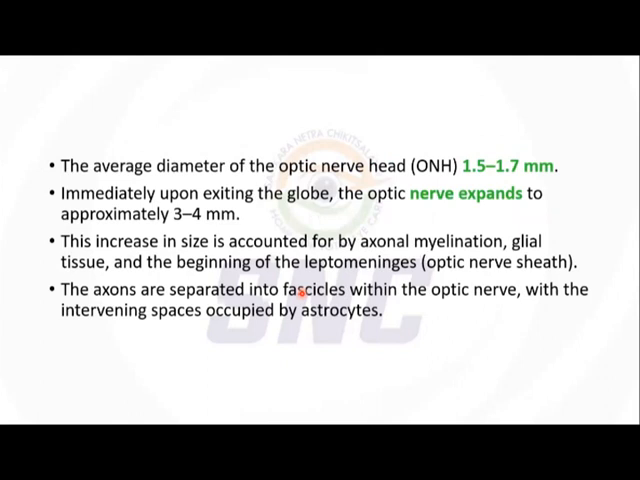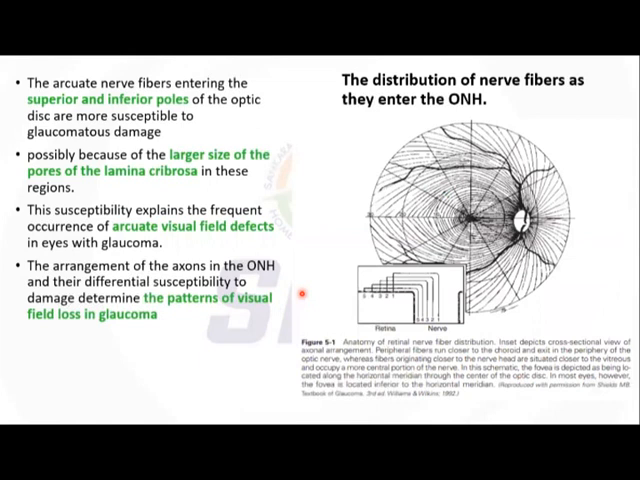The average diameter of the optic nerve head, ONH, is 1.5 to 1.7 millimeters. Immediately after they exit the globe, the optic nerve expands to approximately 3 to 4 millimeters. This increase in size is due to axonal myelination, glial tissue, and the beginning of the leptomeninges, that is the optic nerve sheath. The axons are separated into fascicles within the optic nerve, with the intervening spaces occupied by the astrocytes.